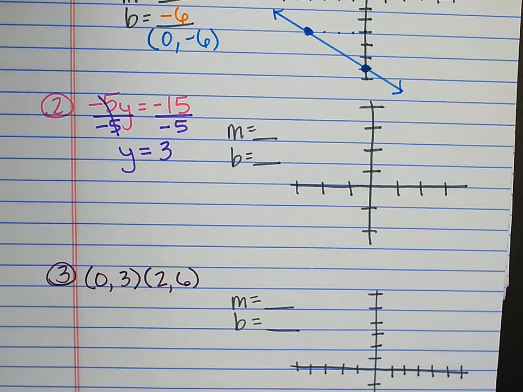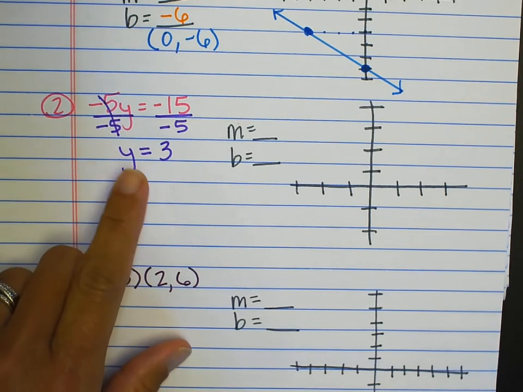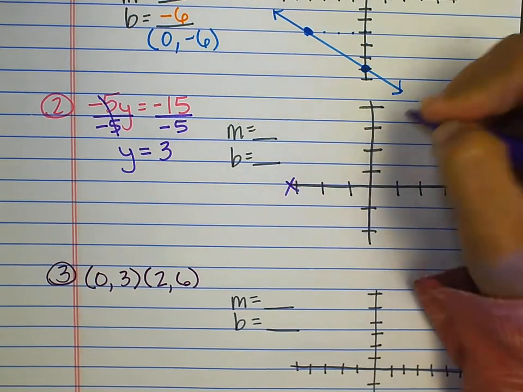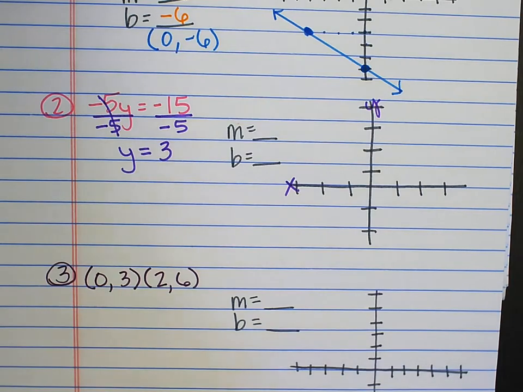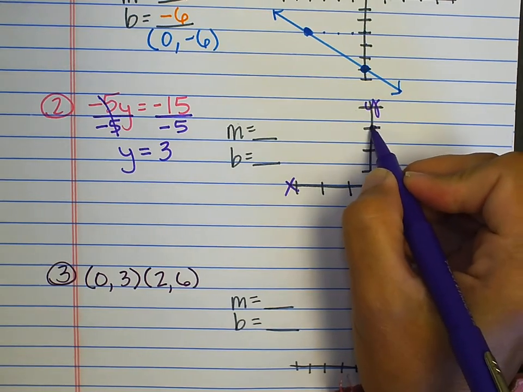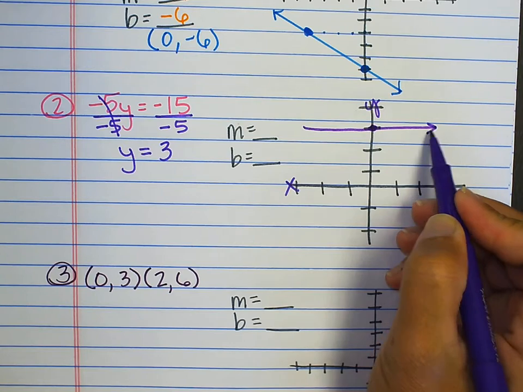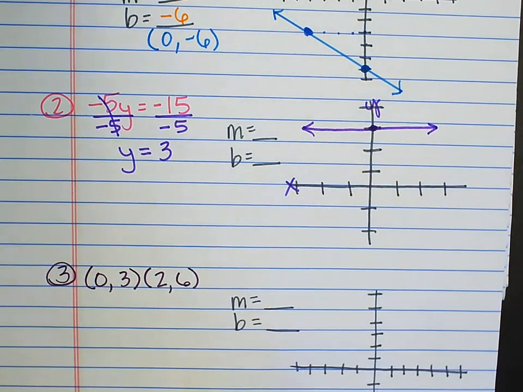Hopefully you remember those special cases, vertical and horizontal lines, and we talked about the way that we recognize them: this tells us which axis it crosses and where. So this is my x-axis, this is my y-axis. It's saying it has to cross through the y-axis at 3. The only way that I can make that happen is to draw a horizontal line.